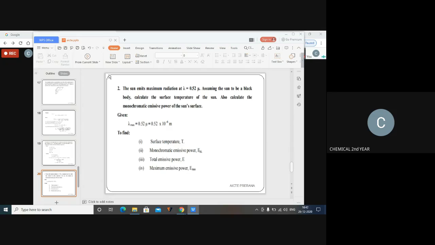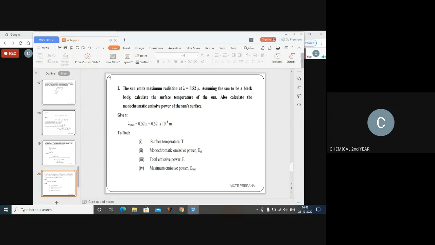Okay, the next problem. The sun emits maximum radiation at lambda equal to 0.52 micron. Assuming the sun to be a black body, calculate the surface temperature of the sun. Also calculate the monochromatic emissive power of the sun's surface. What is given is lambda max equal to 0.52 micron, that is 0.52 into 10 to the power minus 6 meter. You have to find out the surface temperature, monochromatic emissive power, total emissive power, and maximum emissive power.